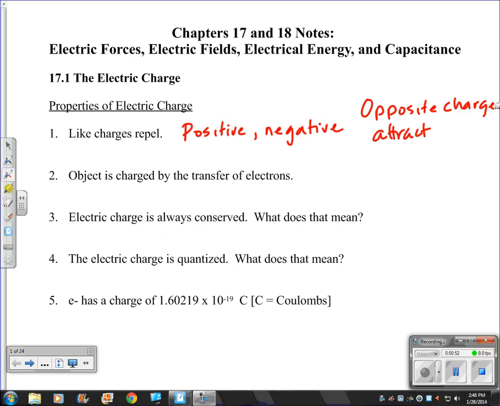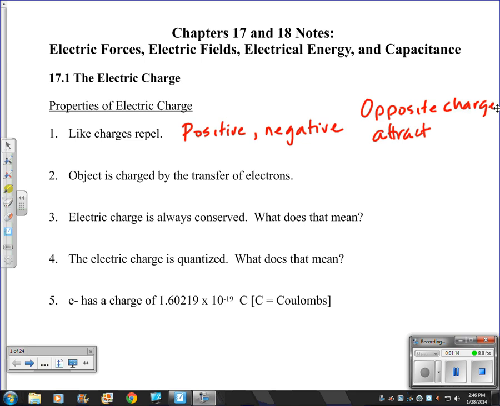Next, an object is charged by the transfer of electrons. So if I take a balloon and I rub it on my hair and then I can stick it to the wall, what I've done is I've transferred electrons between the balloon and my hair. And that creates a net charge on both objects.